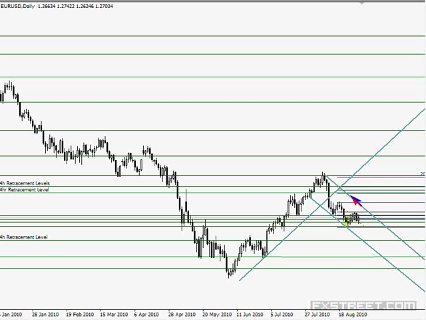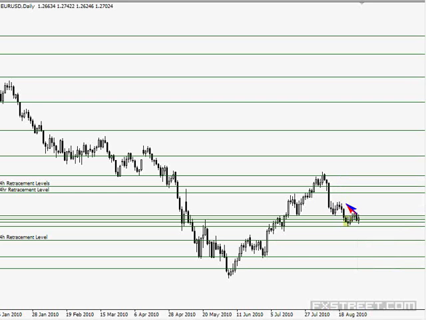So let's get rid of our little sample lines here. This was for the sake of making sure video was seeable. And we'll start with the euro dollar. So as I said, I like to start the daily chart, so that's where we're starting out now.